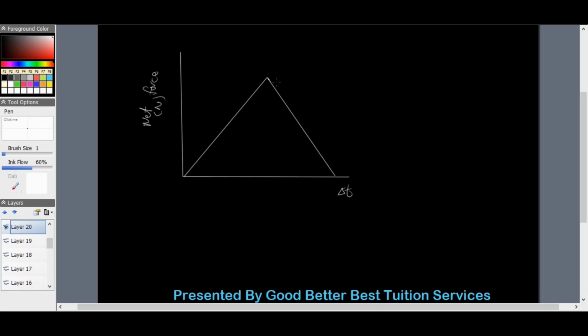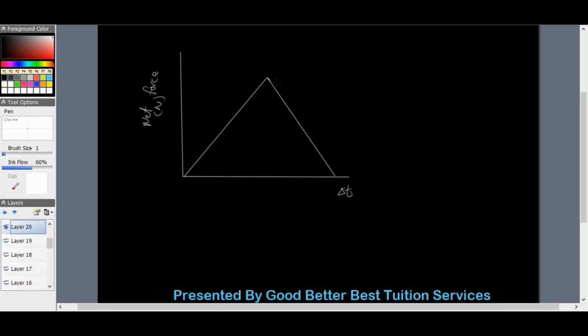Like equations of motion, which I'm sure we covered last year, there are certain areas underneath certain graphs that can help us work out another variable with an equation of motion. If not, we'll definitely learn that this year. It was visited in grade 10. So we have net force versus time, which we know is the impulse formula, F net times delta t.